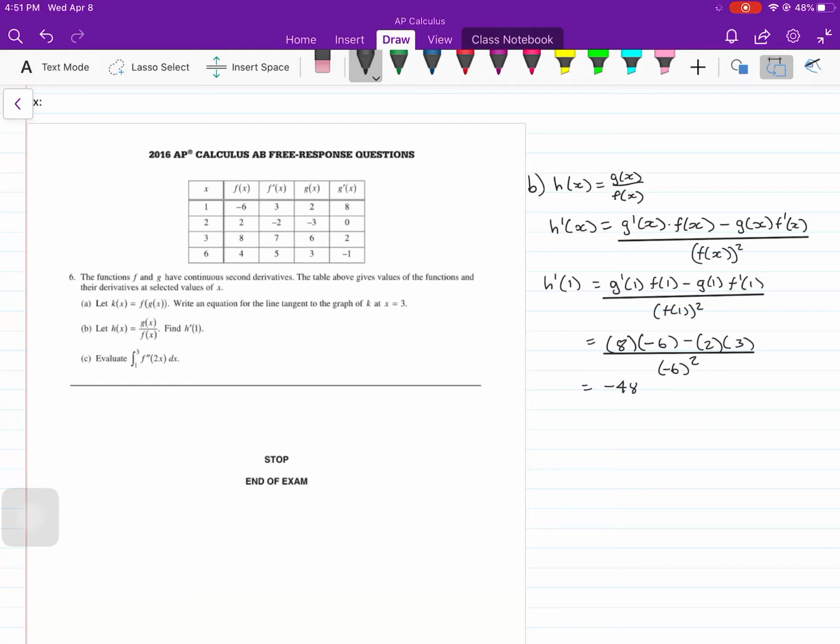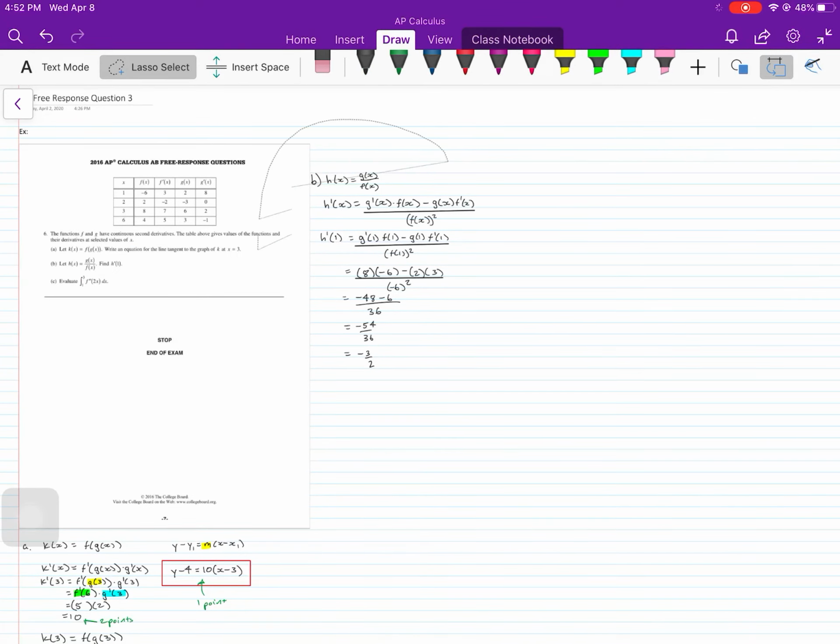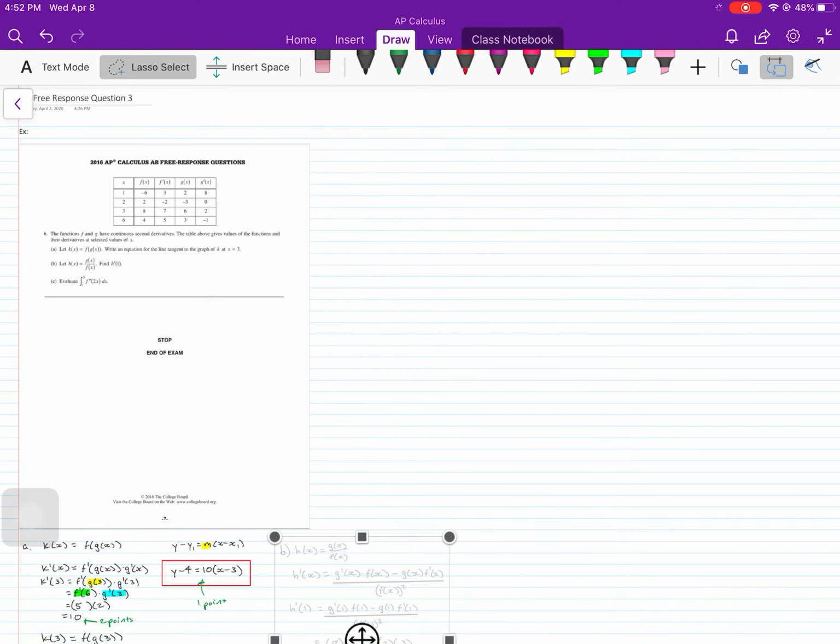So there we'll get negative 48 minus 6 over 36, which is negative 54 over 36, which will simplify down to negative 3 over 2. And that's it for that one. Not too bad. Let me move it out of the way, and we're going to take a look at the next question, which is my favorite one on here.